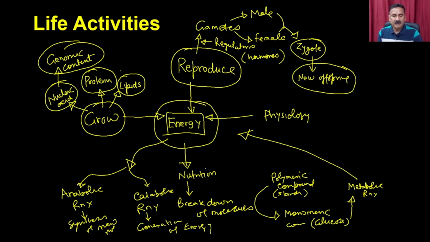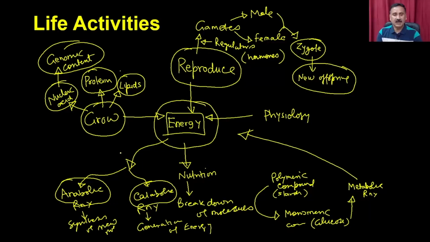Now, whether it is the anabolic reactions or the catabolic reactions, all these reactions require different types of chemical reactions to be performed, whether it is reduction, oxidation, condensation and all these reactions. So, both of these are nothing but different types of chemical reactions.